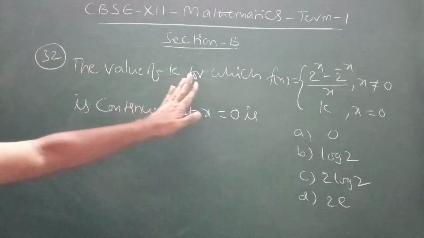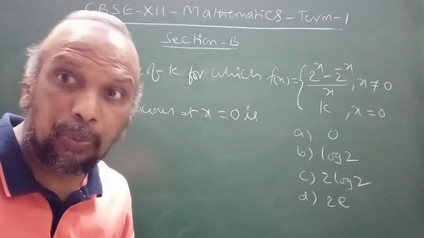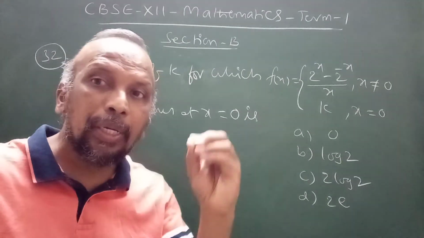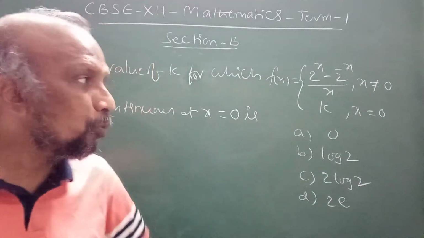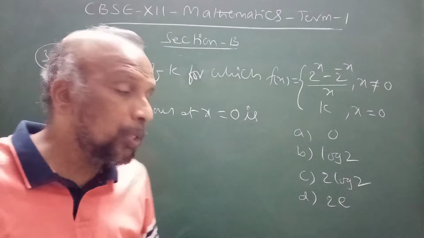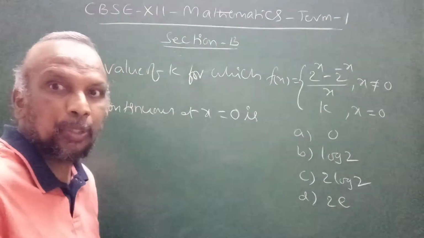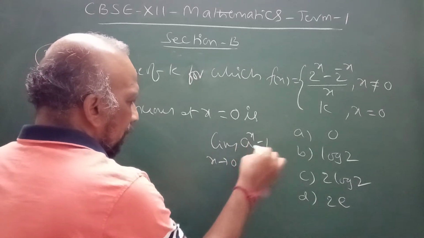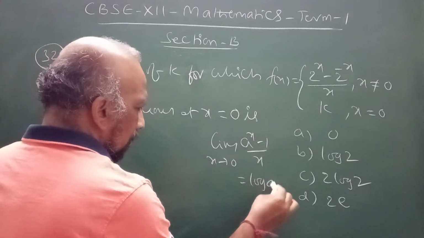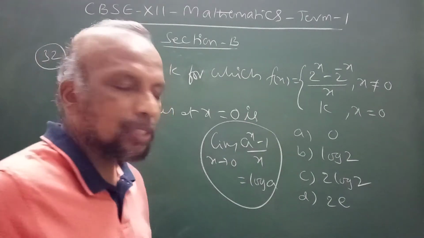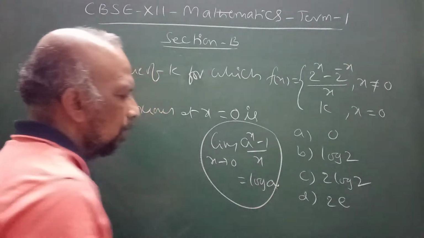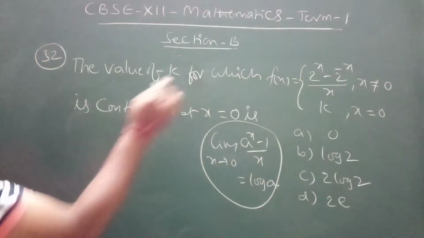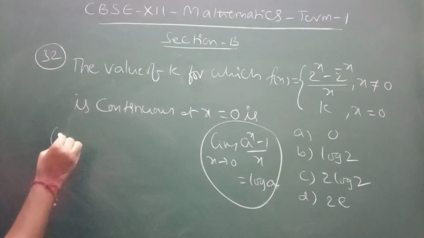They are given this, and we need to find the value for which the function is continuous at x equal to 0. If we substitute 0 here, you are getting 0 by 0 form. You can use the L'Hospital rule to find the limit, or if you know this formula: limit x tends to 0, (a power x minus 1) by x is log a. If you remember this is log a, then I can write this one.